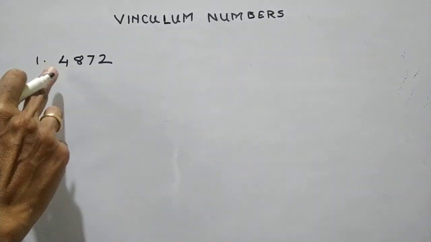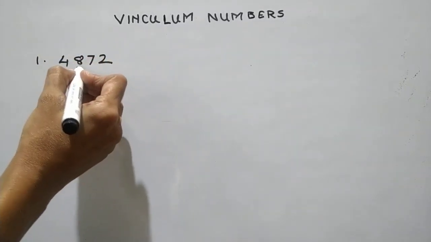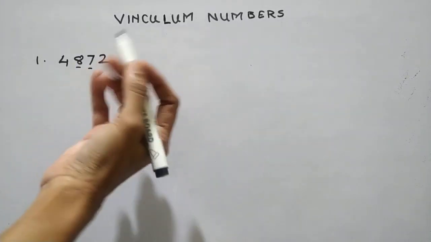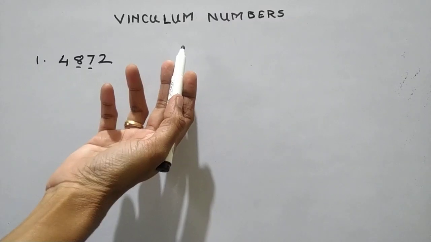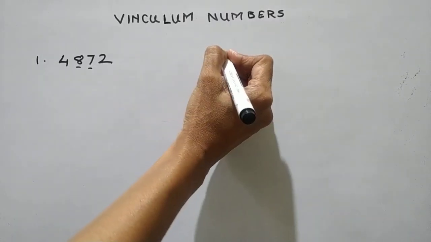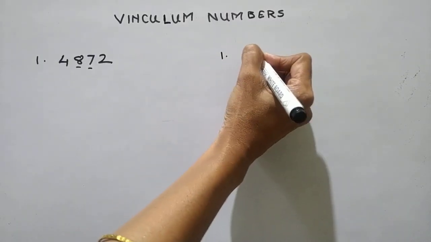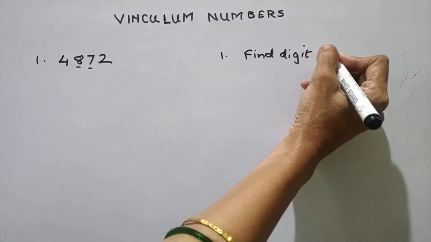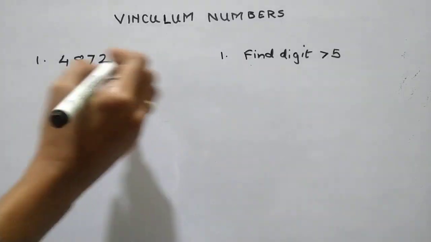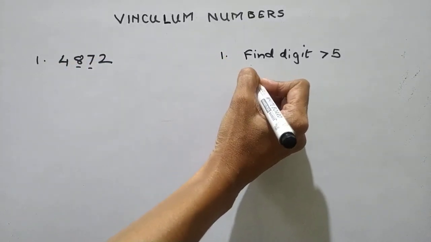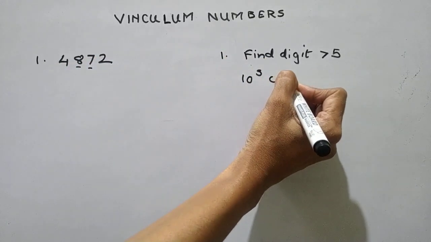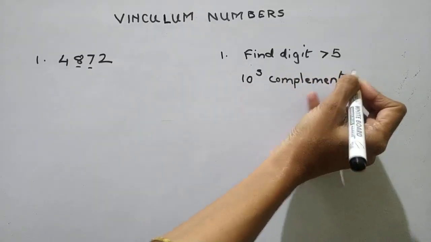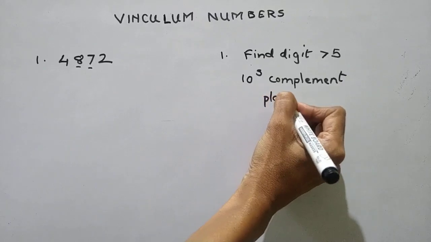4872. Now, in this number we have two digits which are greater than 5. So, we want to convert this to a vinculum number. The first step in converting is you find the digit which is greater than 5, and take tens complement of that digit and place a bar over it.